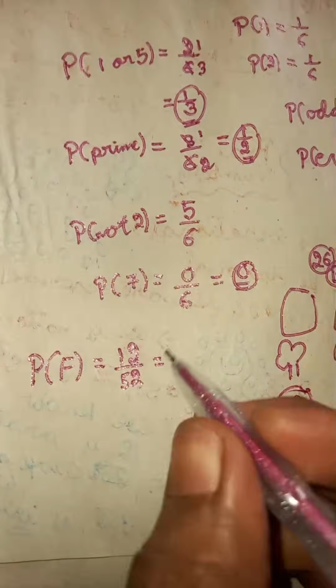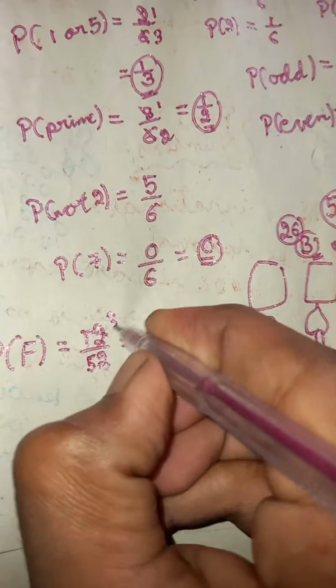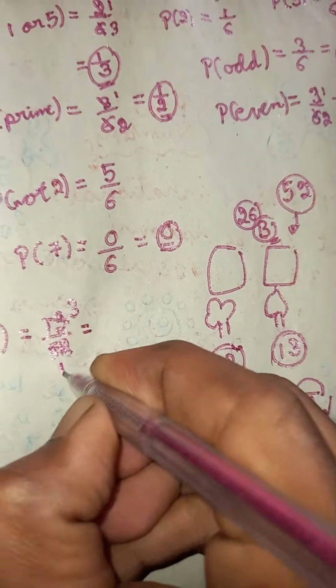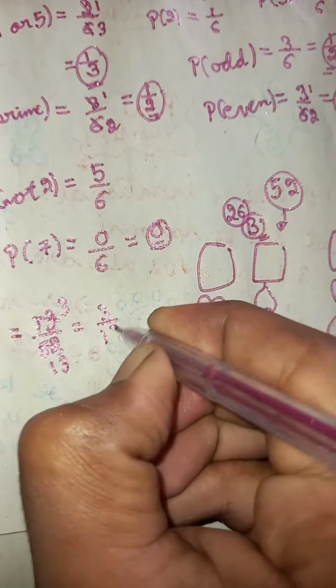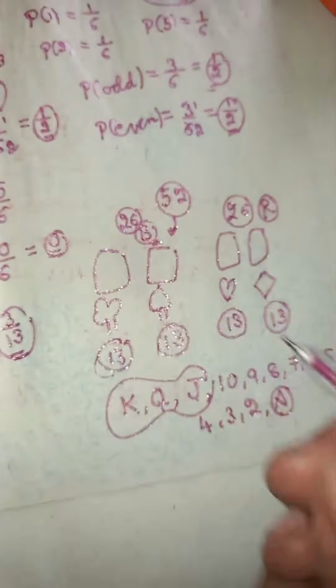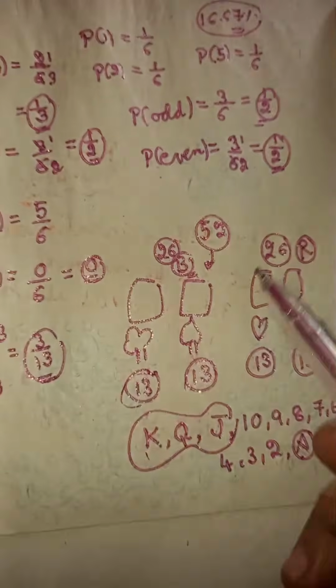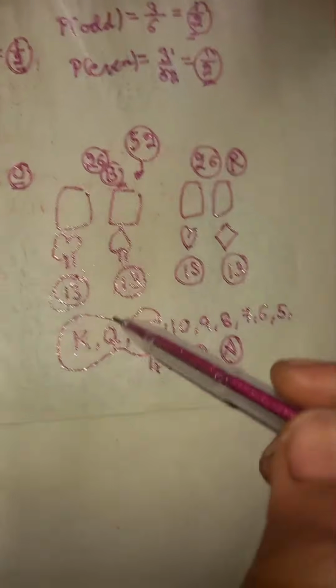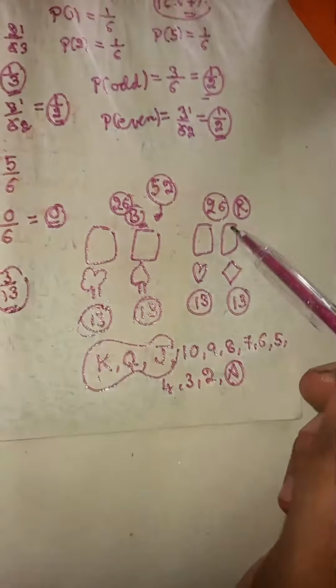You can simplify it like this: 4 times 3 over 4 times 13. There is 3 by 13 probability of finding any of these cards. Those cards are nothing but king, queen and jack.